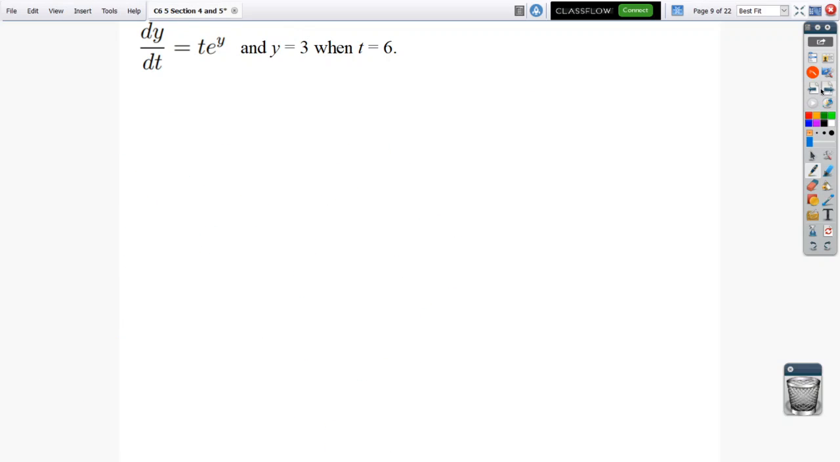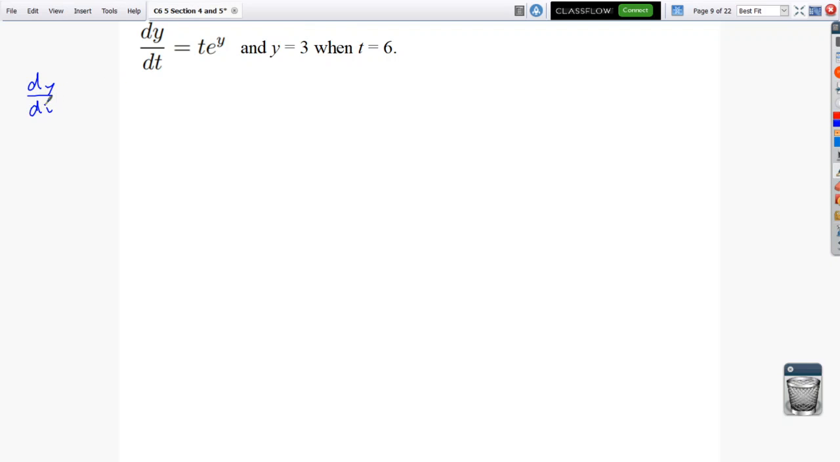Whew, look at this one. This one's hard. We've got dy/dt is equal to t e to the y, y equals 3 when t equals 6. Once again, we are ultimately going to want to get this so that we have y solved for. So we are going to want to get there. But before we get there, we want to separate our variables. So we've got dy/dt is equal to t e to the y.